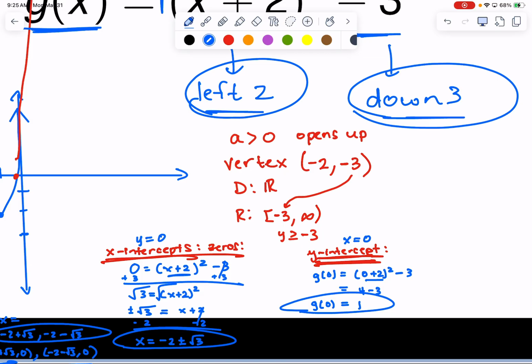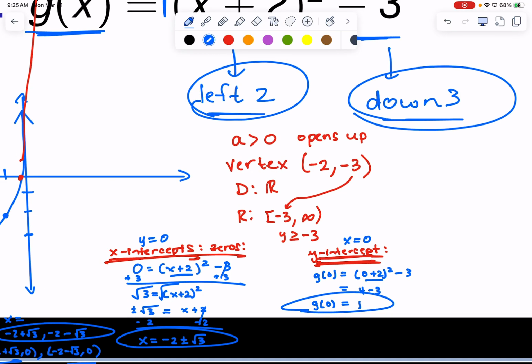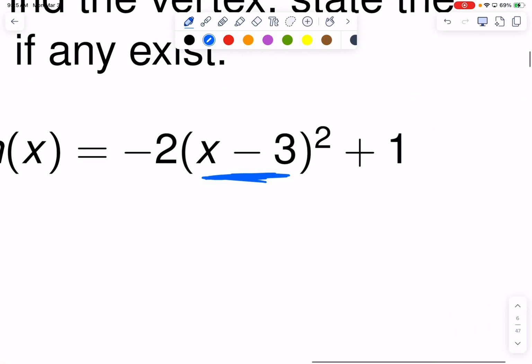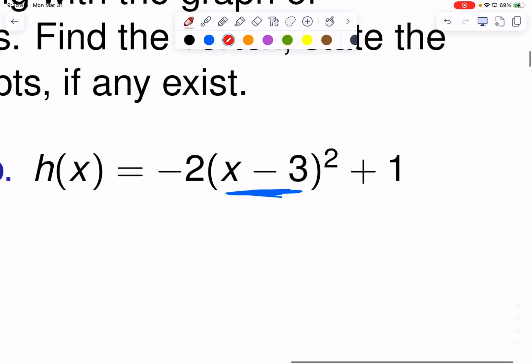Okay, you guys walk me through the next one. Any questions so far? Okay, walk me through the next one. What happens on this graph? Remember, we're doing the test Thursday, not Wednesday now.